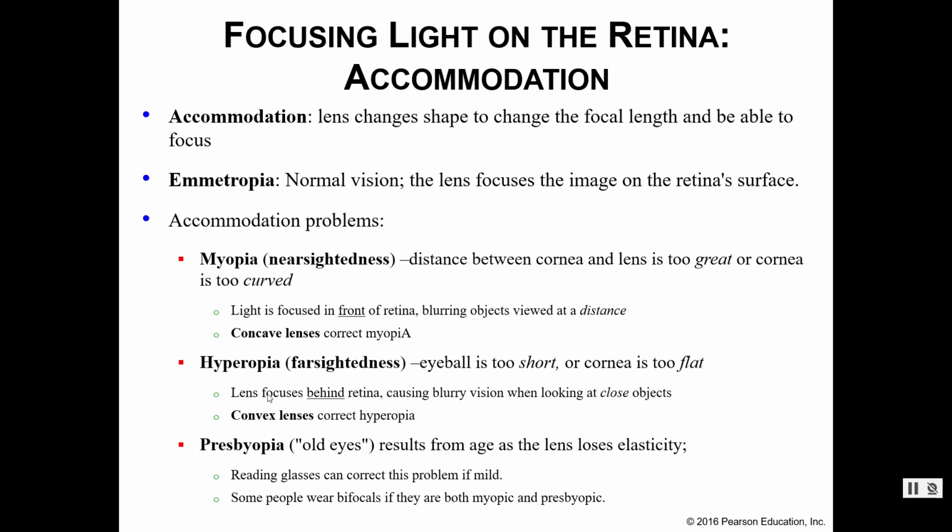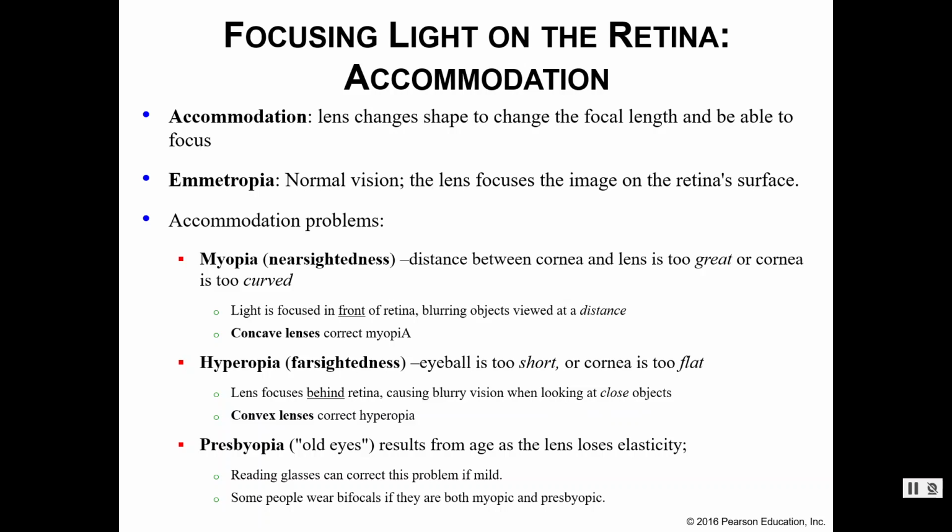Now, you could instead suffer from hyperopia, or farsightedness. Your eyeball is either too short, which is kind of funny to think about, or your cornea is too flat. This results in the lens focusing light behind the retina instead, which causes blurry vision when you are looking at things close up. So you are able to see things far away, but things right up close in your face are blurry. Your eye doctor would prescribe you a convex lens to fix this problem.